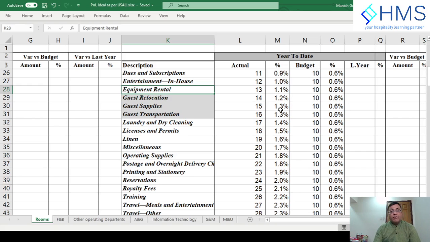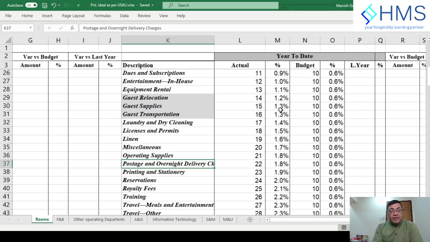Then you have laundry and dry cleaning, which is usually a fixed expense, because it includes only the linen and also the laundry of the uniforms, which is going to be fixed. Licenses usually are fixed unless the license includes a percentage of revenue. So in that case, it will be variable.